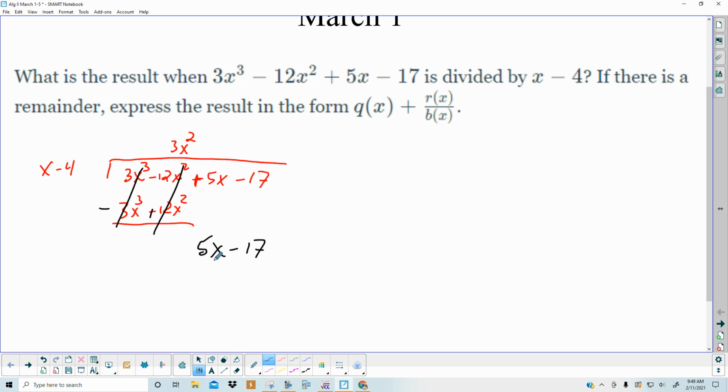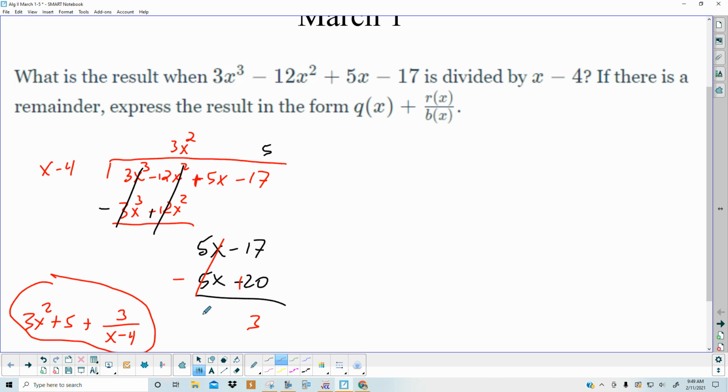Then you ask x times what is 5x? Well, that's going to be 5. 5 times all of this is going to be 5x minus 20. Then you change their signs. So on 3. That's your remainder. So your answer to this question is 3x squared plus 5 plus 3 over x minus 4. That's your answer. Okay? Now what I want to do is show you it with synthetic division.